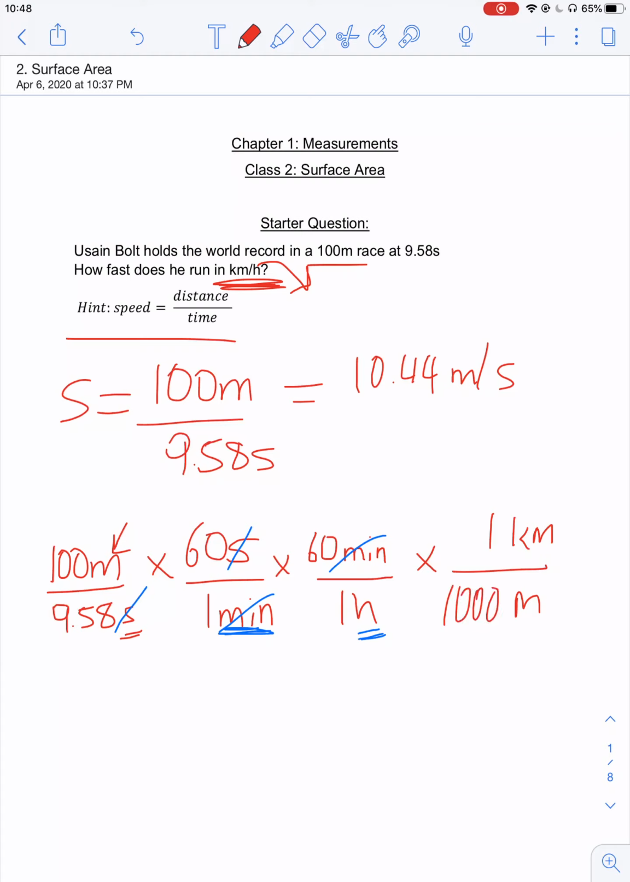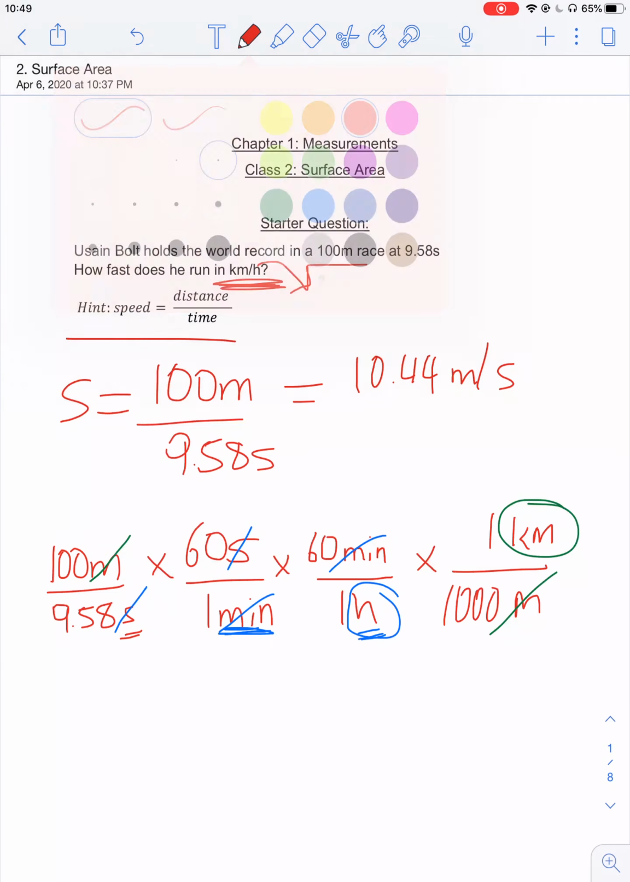And now you have everything that you need, right? Because your meters will cancel out. So maybe let me use a different color for the distance. Meters and meters will cancel out. That leaves you with kilometers on top, and hours at the bottom. Okay, now all you have to do is just multiply the fraction.